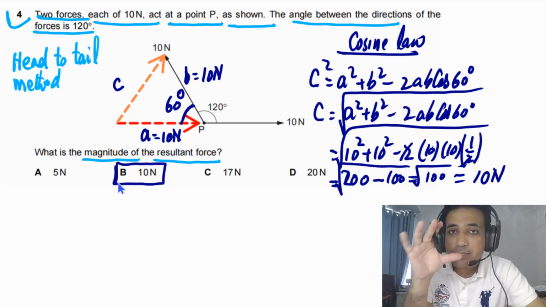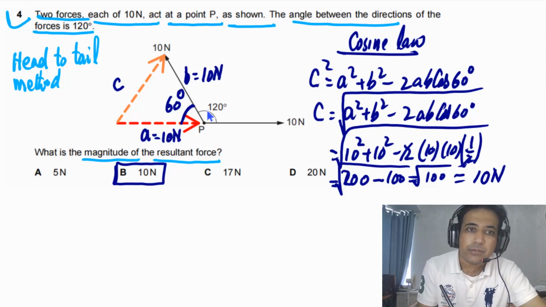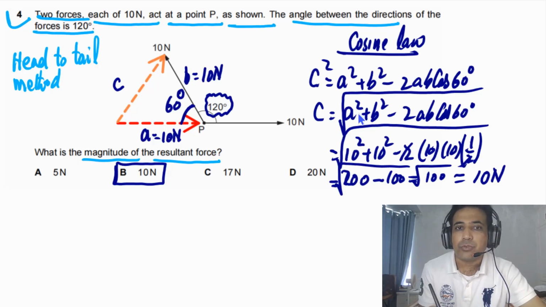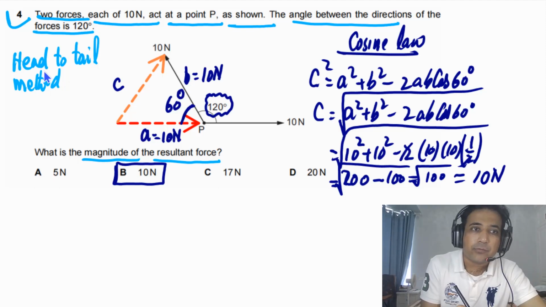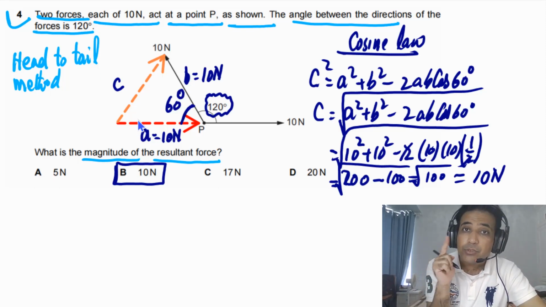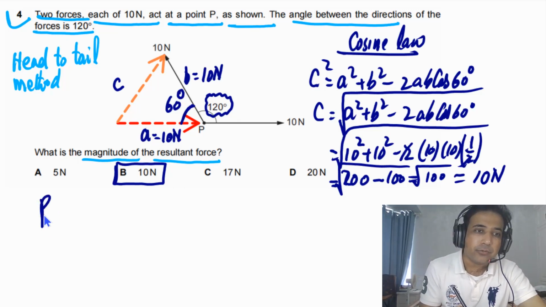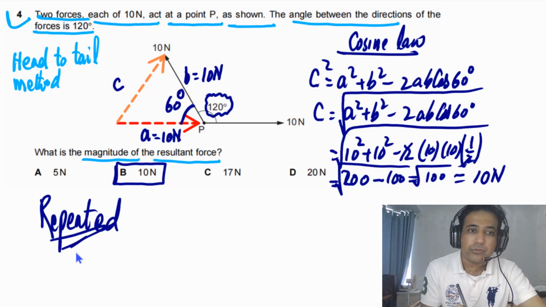The common misconception with many students is that when they see this one, they assume the angle between the two vectors is 120, and they simply use the cosine law and get a wrong answer. So you need to apply first of all the head to tail method, then you need to figure out the angle. Very important point. And this question is a repeated question. You can also see it in other papers. So this is a repeated one.